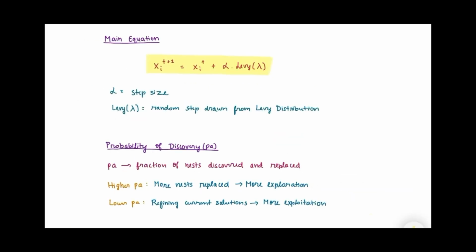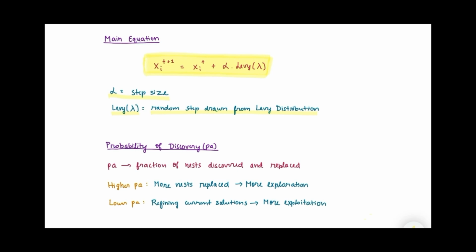Now, before going to the actual steps of the algorithm, let us understand the main equation or the update rule that is used in the algorithm. So, xi(t+1) is equal to xi(t) plus alpha times Levy(lambda). xi(t) represents the current solution, xi(t+1) represents the new solution that is obtained after the update, alpha represents the step size, which basically tells how big the jumps are. Levy(lambda) gives the random step that is usually small but big occasionally. This is obtained from the equation that we discussed before. And that's it. That is the only formula you need to remember.